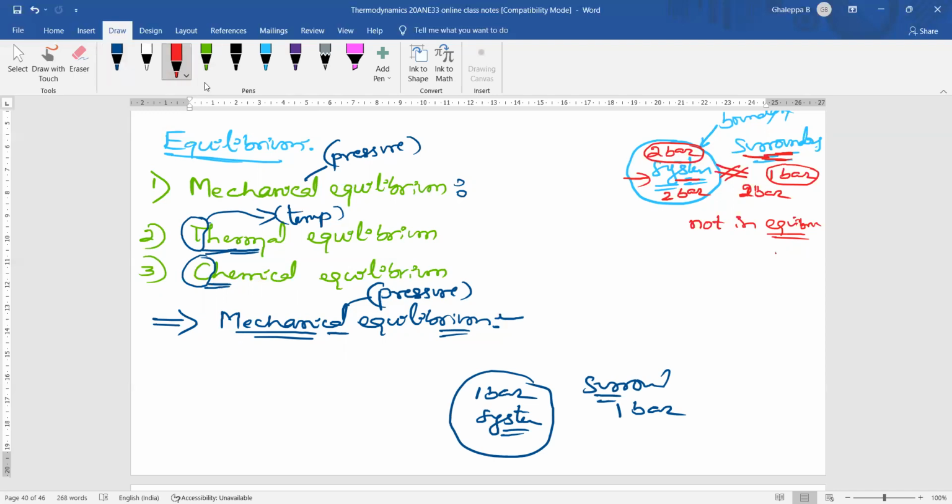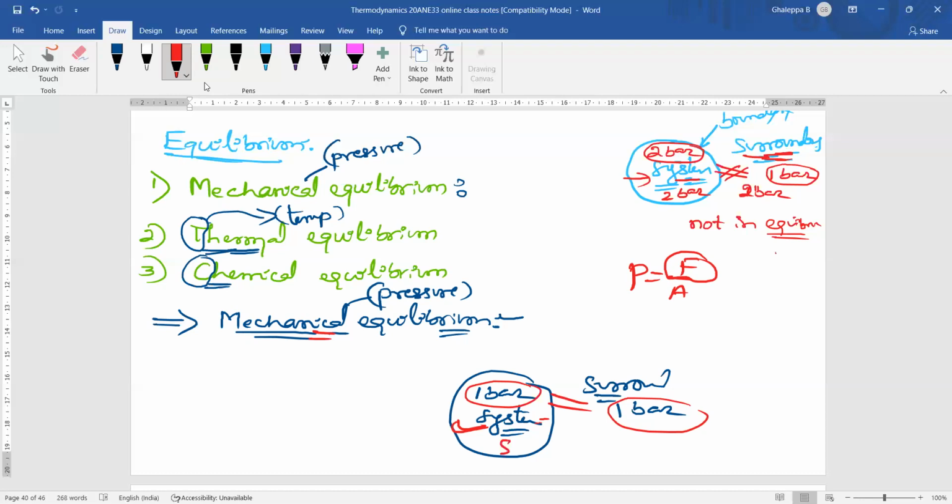Okay. Now, how to write the definition in the standard way? Mechanical equilibrium is an equilibrium in which the pressure of the system, or you can use pressure force, because pressure is equal to force by area. Some books also write pressure force. So the pressure of the system is equal to the pressure of the surrounding. If it is equal, then you can say mechanical equilibrium with each other.